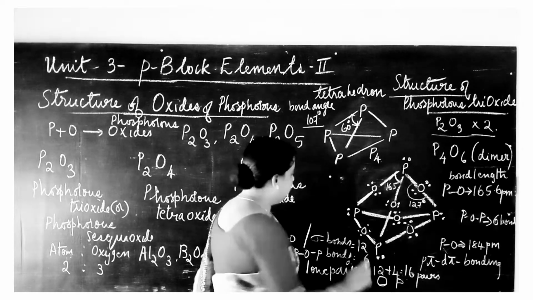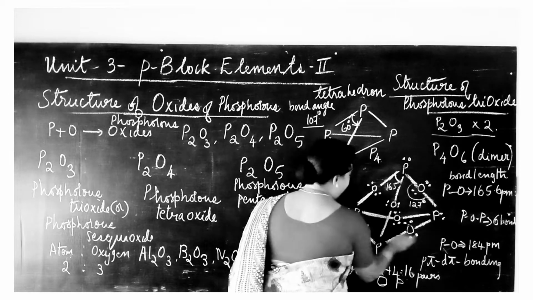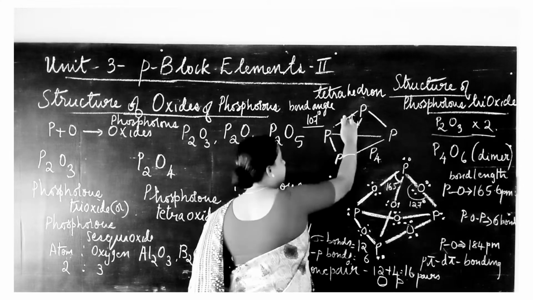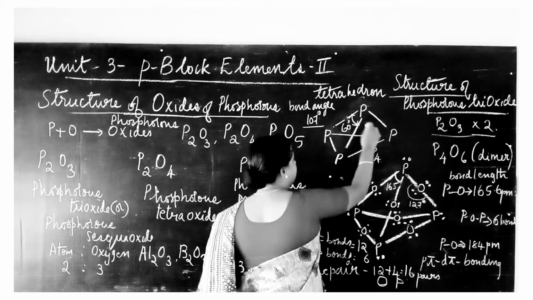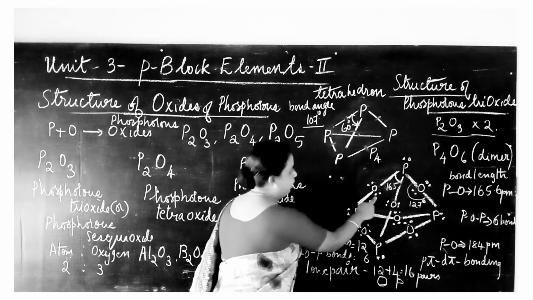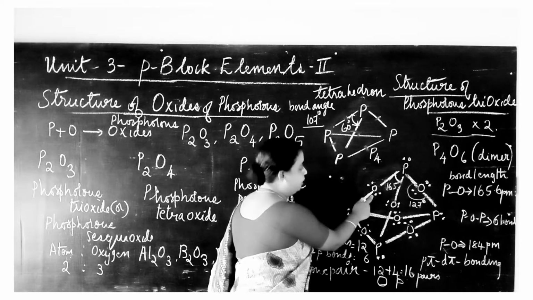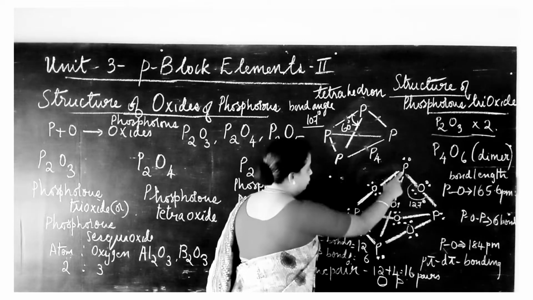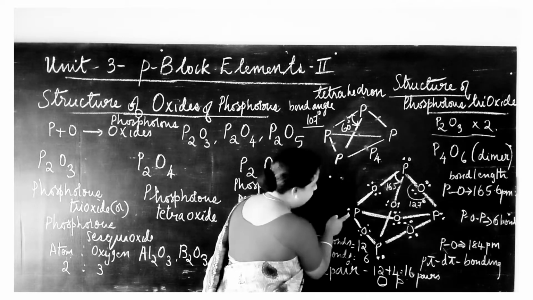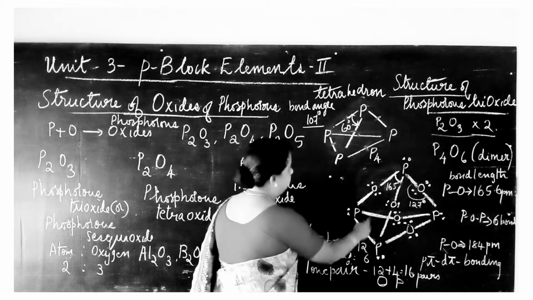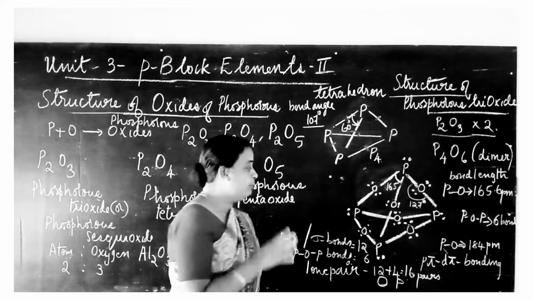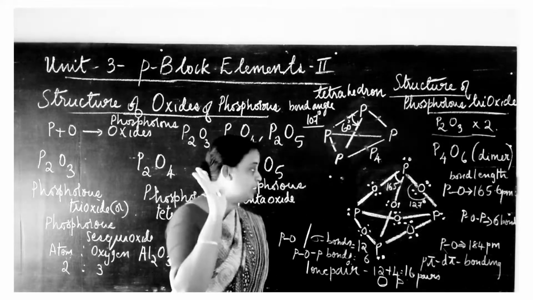So 4 phosphorus atoms: 1, 2, 3, 4. Now each phosphorus atom, as you can see in the center, you can just link it with an oxygen atom. You can see over here, one oxygen in between 2 phosphorus, and in between these 2 one oxygen atom, between these 2 phosphorus an oxygen atom, and between these 2 an oxygen atom. So in between these 4 phosphorus atoms, oxygen atoms are combined.